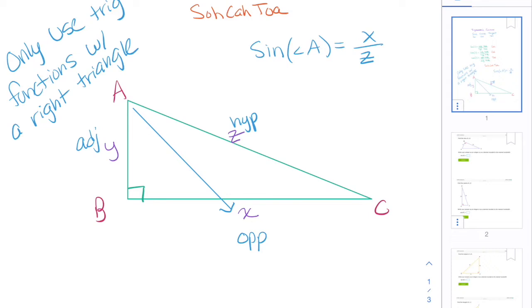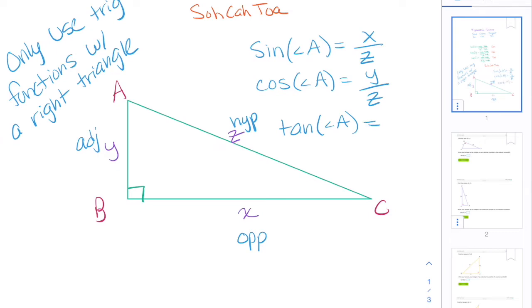But let's talk about what cosine of A would be. Well, cosine of angle A, the same angle, but the cosine, well, that's adjacent Y over Z, because adjacent over hypotenuse. And then lastly, we could write tangent of angle A, which is going to be the opposite X over the adjacent Y. So these are just three of the possibilities that we have when doing sine, cosine, and tangent.